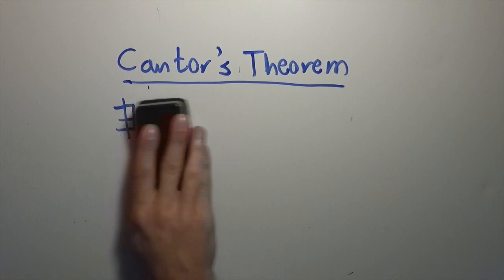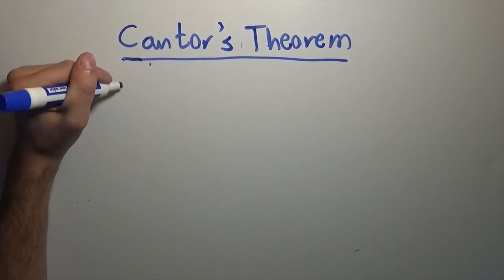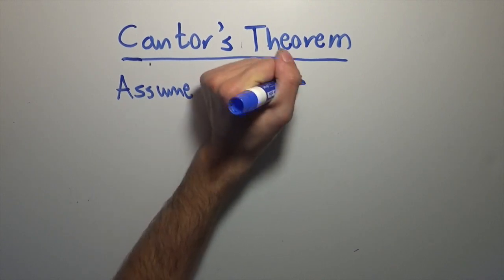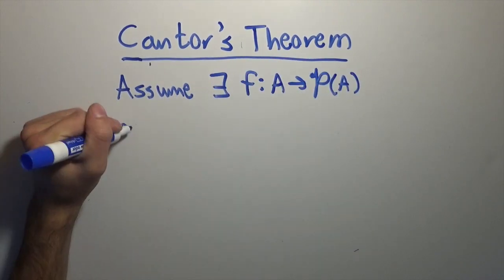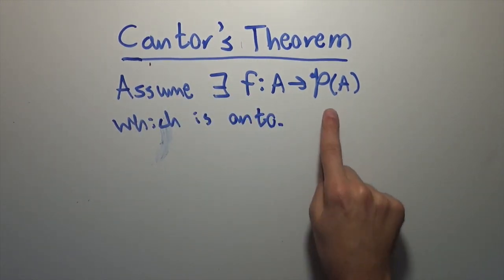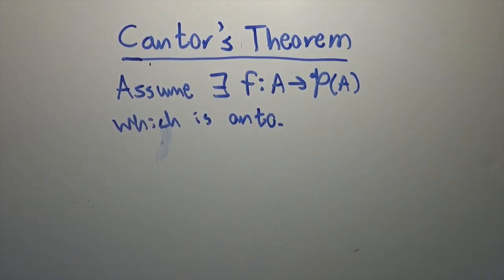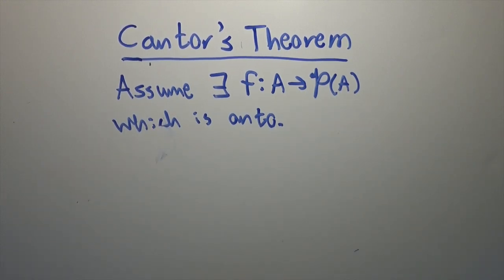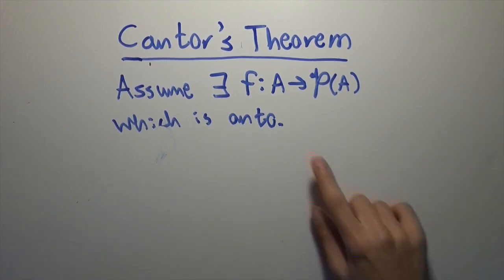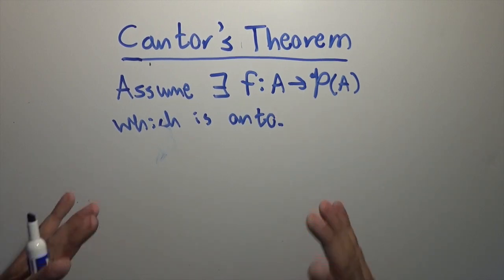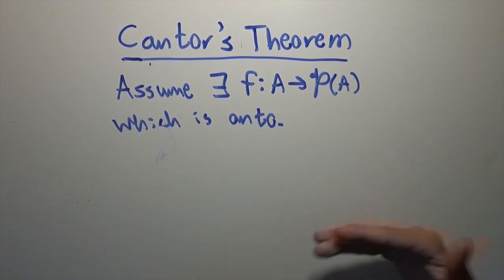So let's prove this. What we're going to do is assume there exists, for the sake of contradiction, a function f from A to the power set of A, which is onto. That is to say that every element of the power set of A is hit by some element of A. Now, remember, the power set is populated by subsets of A. So the elements of the power set are not numbers like they may be in A, or whatever the elements of A are, they are subsets. So the elements of the power set are sets themselves.